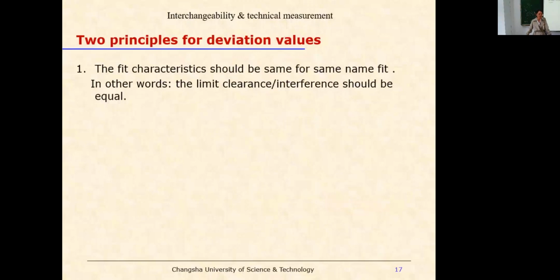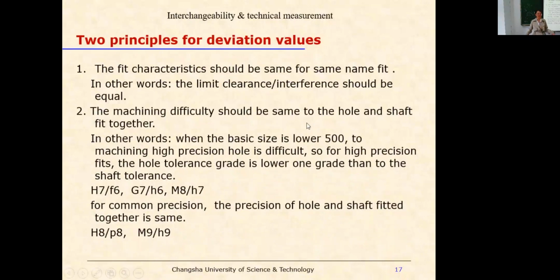The fit characteristics should be the same for the same named fit. I have already explained that before. In other words, the limit clearance or interference should be equal. So it means that when you fix the hole or the shaft, the hole value and the shaft value are the same. So the manufacturing difficulty should be the same for the hole and the shaft that fit together. This is the hole alone, the shaft alone, and the fit.